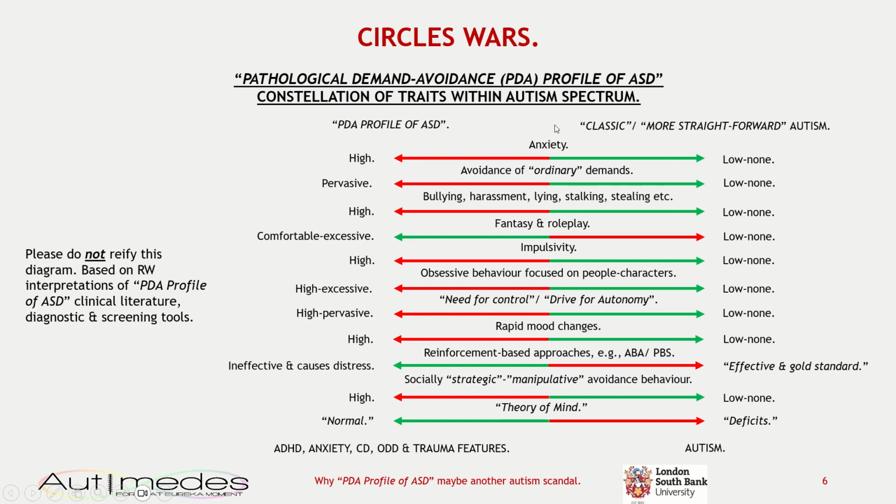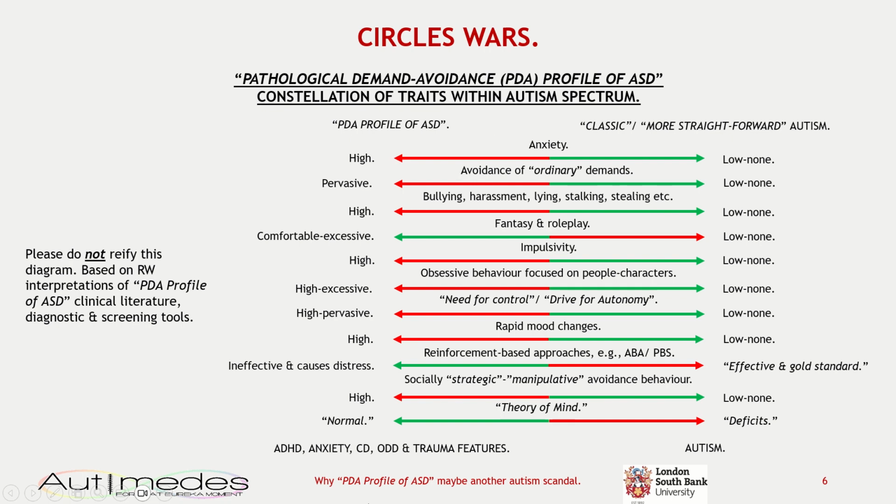So you've got a series of continuums like anxiety, avoidance of auditory demands, bullying, harassment, lying, stalking, stealing, fantasy role play, impulsivity, obsessive behaviour often focusing on other people, a need for control or drive for autonomy, rapid mood changes, whether reinforcement based approaches are effective or not, social stimulative avoidance behaviour, and theory of mind deficits or not. You'll notice that most of these highly impaired areas are at the PDA profile of autism end, and most of the less impaired features are at the classic, more straightforward end.